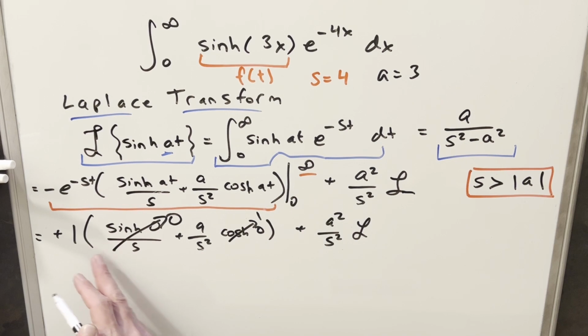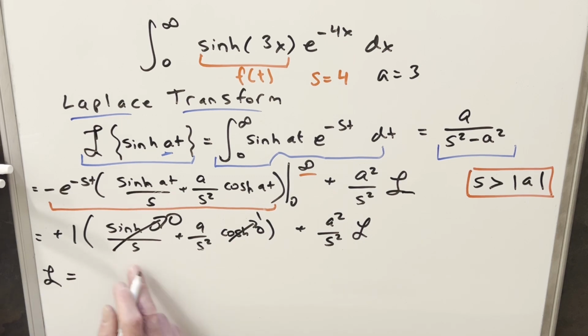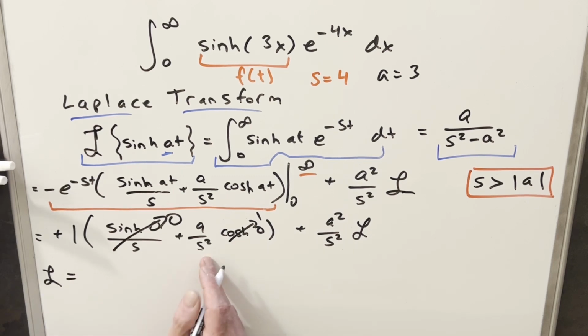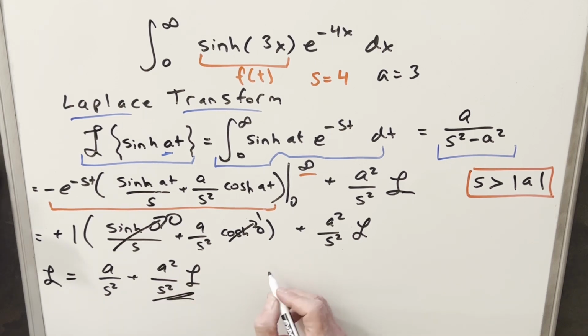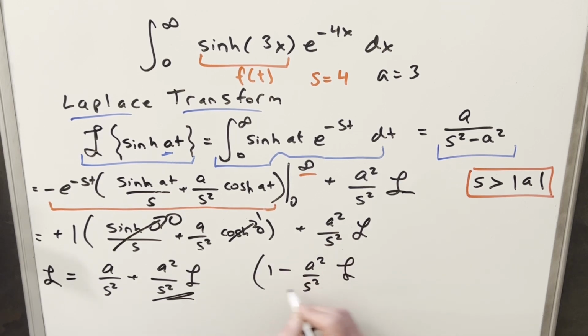So just cleaning this up, this whole thing again is equal to this Laplace transform. I'm just going to shorthand it with a big L. And this here is actually going to become just 0 plus a over s squared. So I'm just going to have a over s squared plus a squared over s squared of our big L. Well, I can subtract this thing on both sides. And so on my left side, I'm going to end up with 1 minus a squared over s squared of this L thing. And then we're just going to have this on the other side, a over s squared.